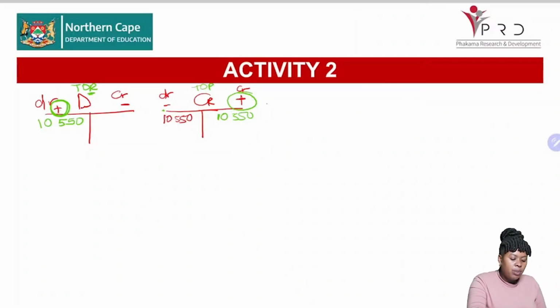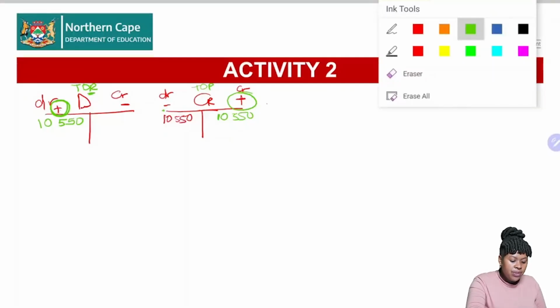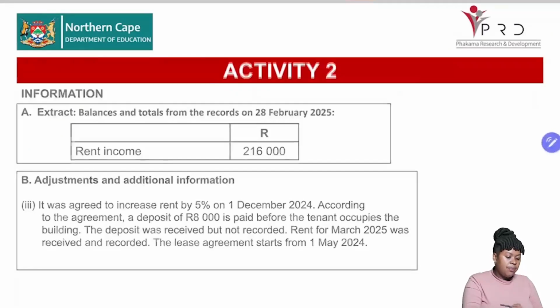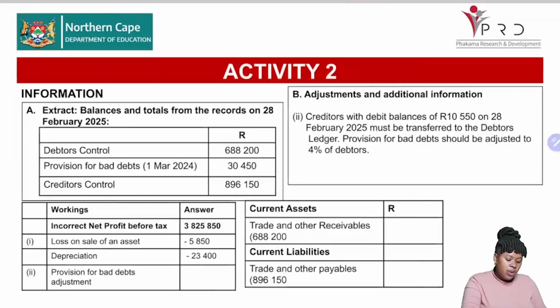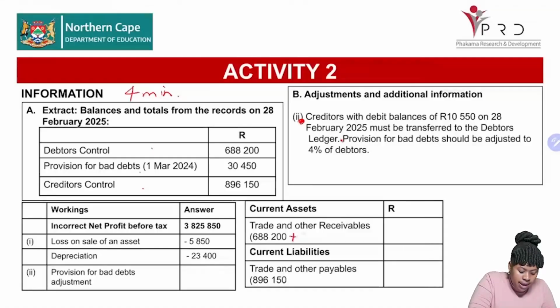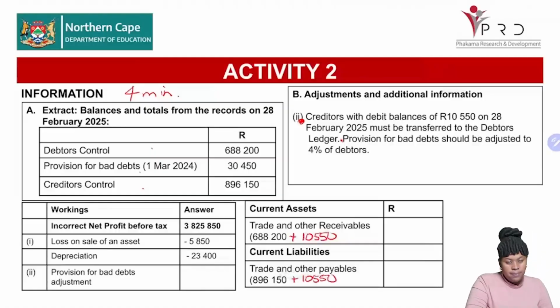Let me quickly go back to the previous slide so that I can fill it in where it needs to be. Sorry about that. Over here, I'm going to say add 10,550, and I'm also going to add 10,550. Now I can deal with my provision for bad debts. The provision for bad debts must be adjusted to 4% of my debtors. So what am I going to do? Do you see that my debtors has changed?